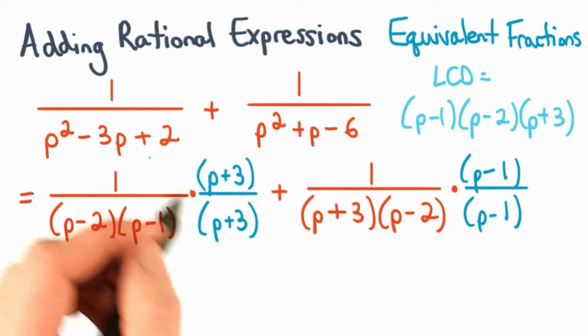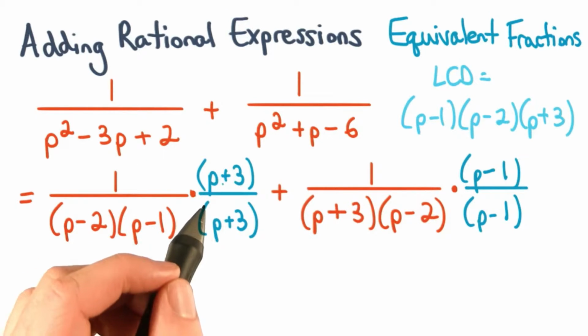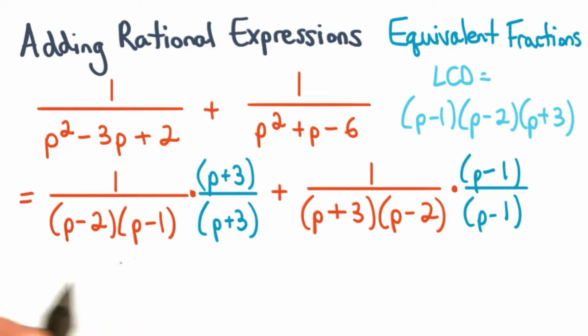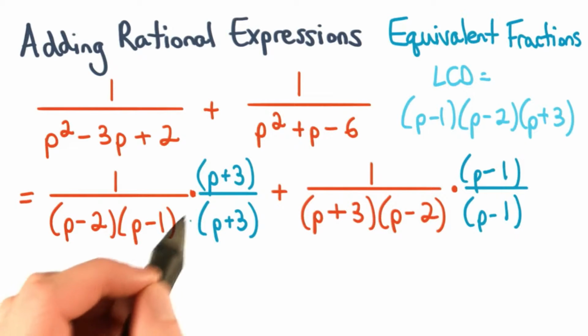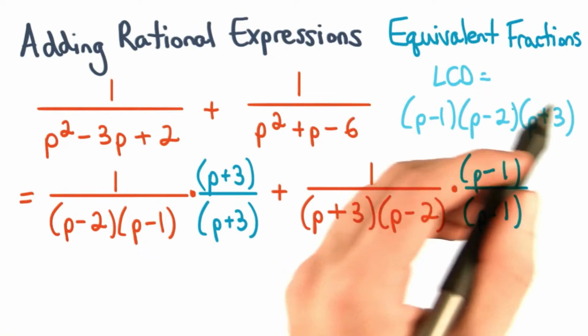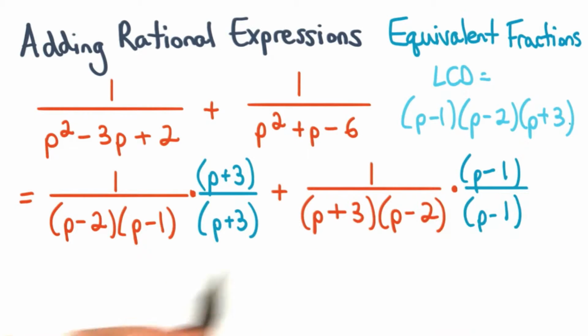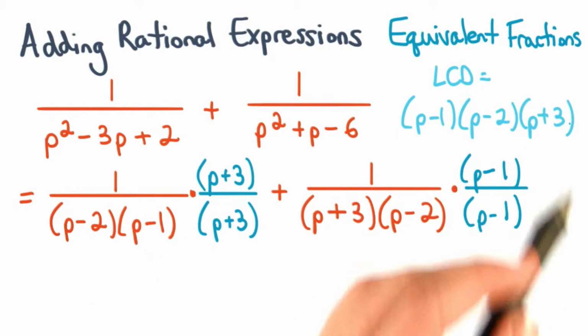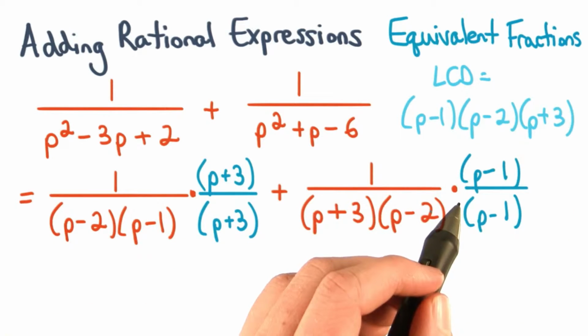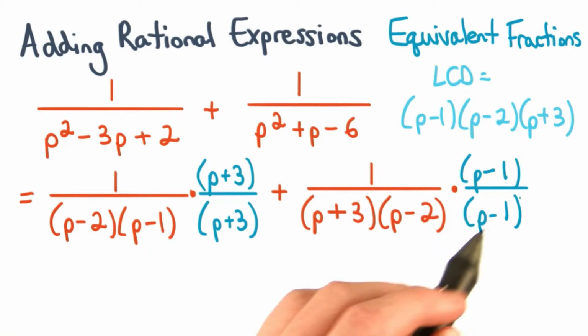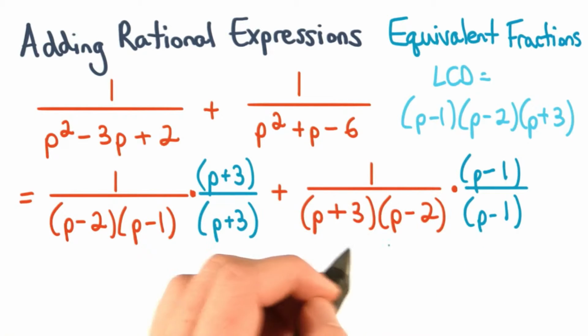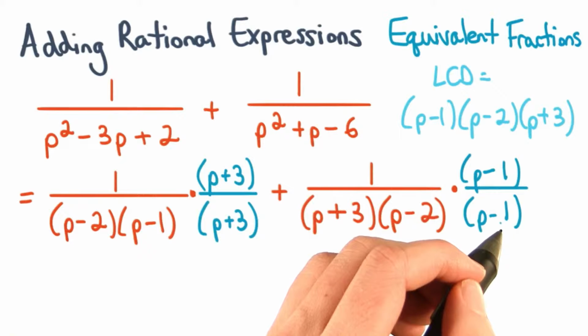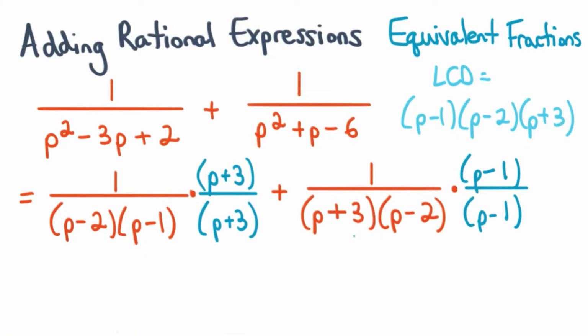We multiply this first fraction by p plus 3 divided by p plus 3. The denominator here is missing a factor of p plus 3. This is the one factor we need in order to change our denominator into the LCD. For our second fraction, we multiply by p minus 1 divided by p minus 1. And this denominator, p minus 1, is the missing factor we need in order to get the LCD.